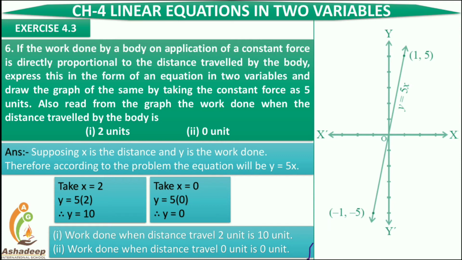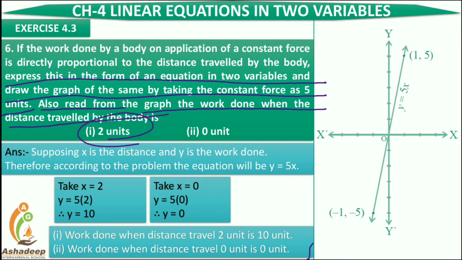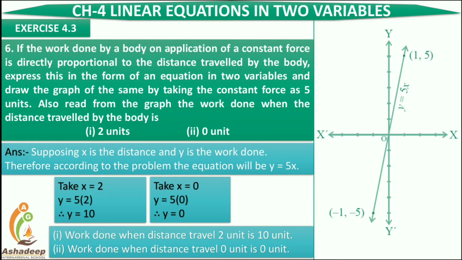Okay, we'll see the question first. Express this equation in the two variables. Draw the graph of the same by taking the constant force as 5 units. And then also read from the graph the work done when the distance traveled by the body is 2 units and 0 units. Okay, let's see.